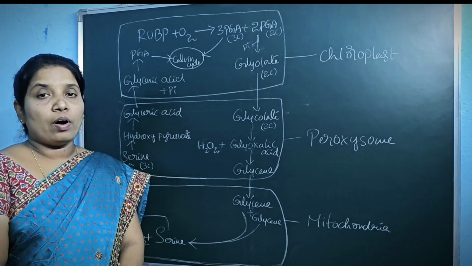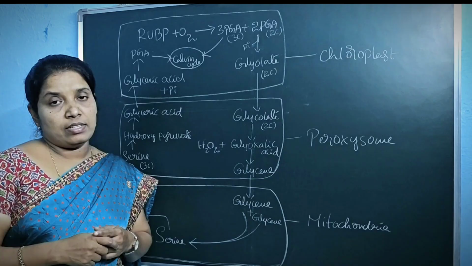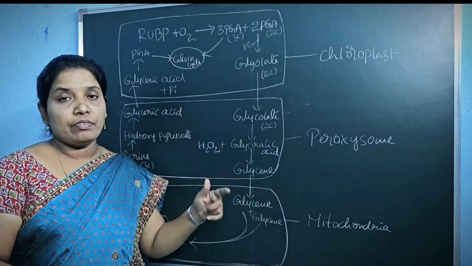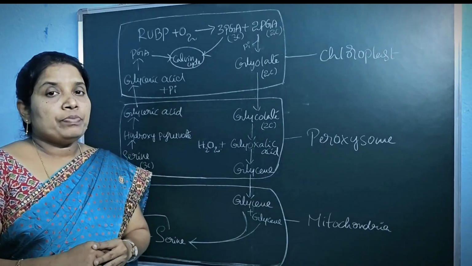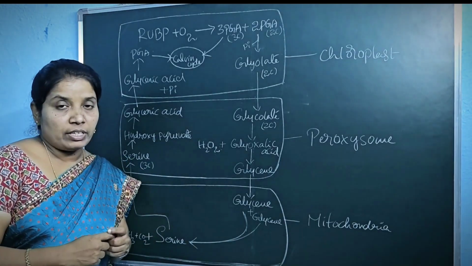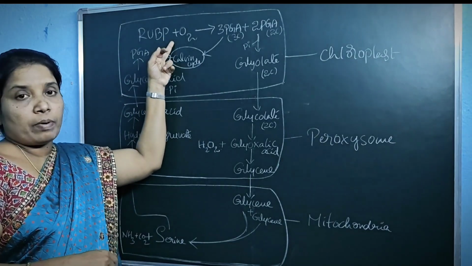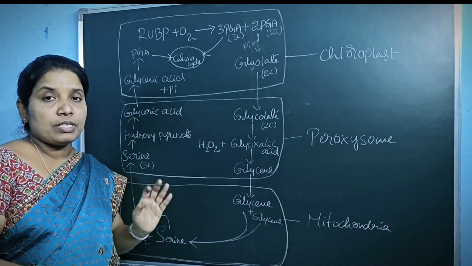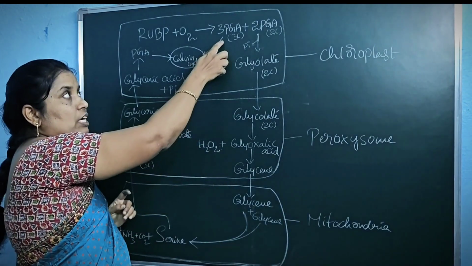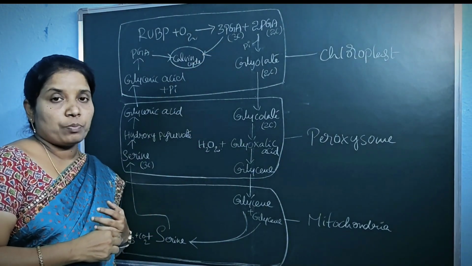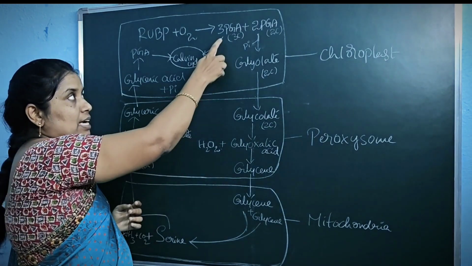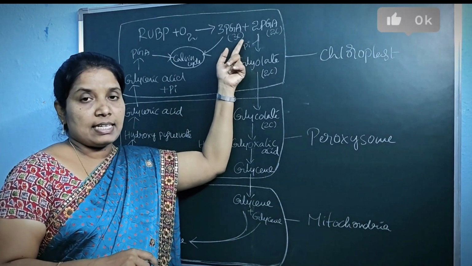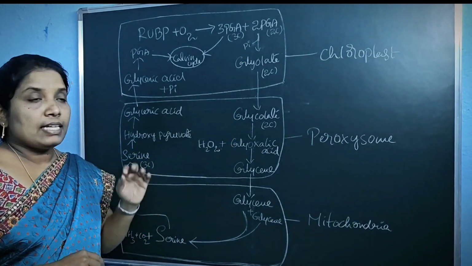Let's see the pathway in detail. Photorespiration occurs by the coordination of three cell organelles: chloroplast, peroxisome and mitochondria. They collectively work for this cycle. So what happens in the first reaction? Instead of taking carbon dioxide, RuBP accepts oxygen in the presence of the enzyme RuBisCO, resulting in the formation of 3-phosphoglyceric acid and 2-phosphoglyceric acid. 3-phosphoglyceric acid immediately undergoes the Calvin cycle. 2-phosphoglyceric acid is involved in this cycle. So that is the first step.